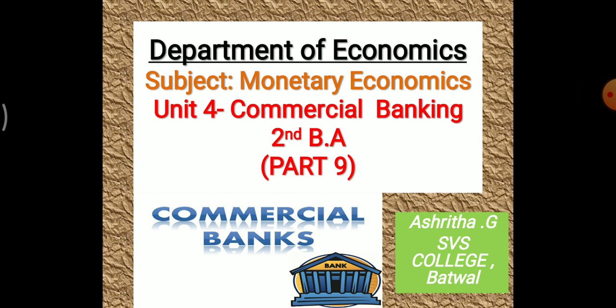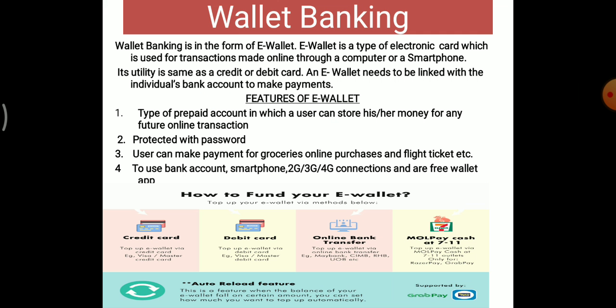In today's class, we discuss the fourth unit of monetary economics, that is commercial banking. In the previous class, we discussed the various types of modern bank instruments like ATM, debit card, credit card, electronic banking, real time gross settlement, electronic fund transfer system, and ECS. And in today's class we discuss another important instrument, wallet banking.